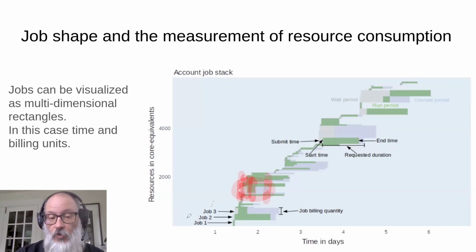So each one of these records is a single job. The green time is the duration that it ran. And then the gray time over here is the duration that it waited. Now, importantly, the height of each of these jobs is the number of resources that it consumed.